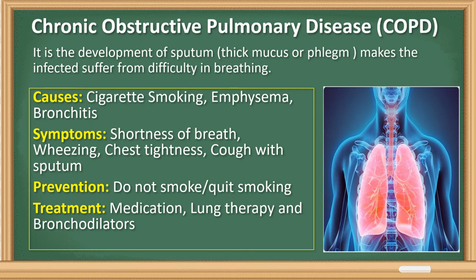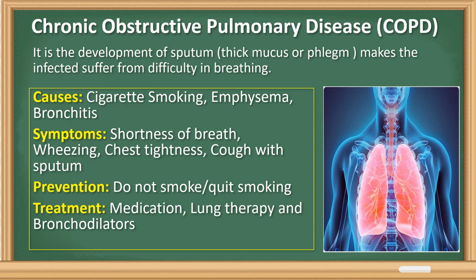Another disease that is affecting our respiratory system is chronic obstructive pulmonary disease, or COPD. It is a development of sputum, or thick mucus or phlegm, that makes the infected suffer from difficulty in breathing. So it's because of the development of mucus or phlegm in our respiratory system. What are the causes of this COPD? Number 1 is cigarette smoking, emphysema, and bronchitis.